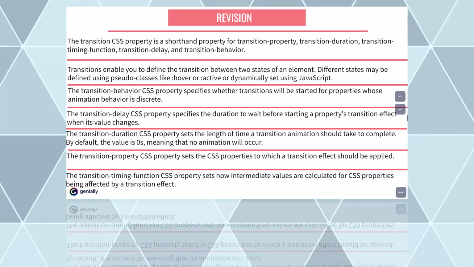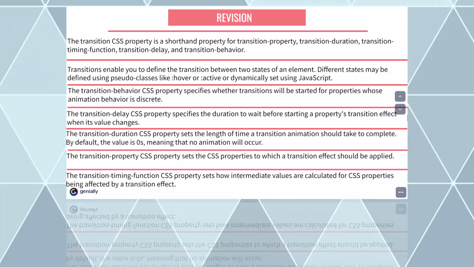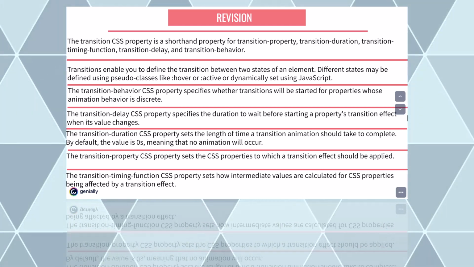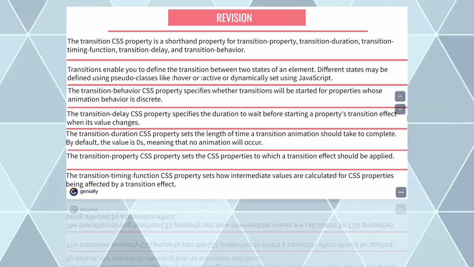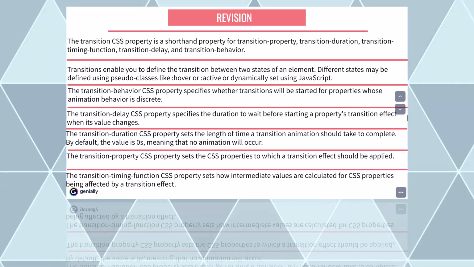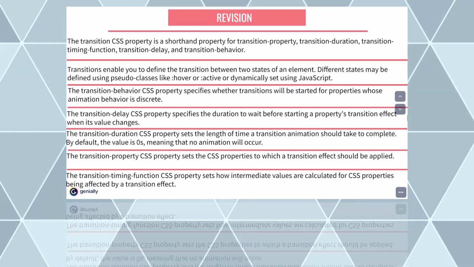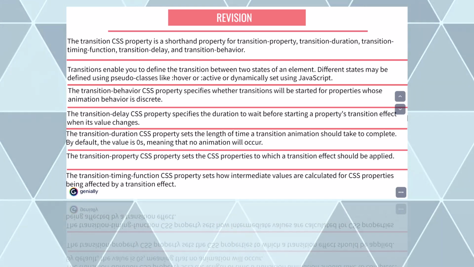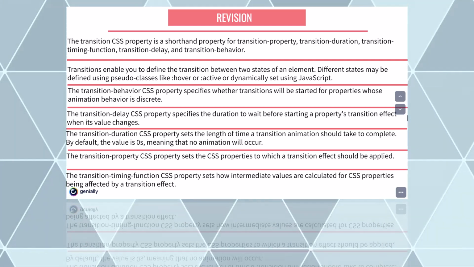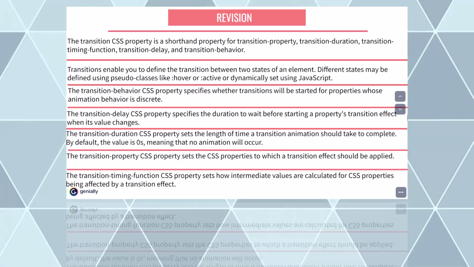Okay, so the transition delay CSS property specifies the duration to wait before starting the property's transition effect when its value changes. So it specifies the time to wait before the actual animation starts on applying, which is when you hover on something. Let's say you have a transition delay of 2 seconds. It will only start after 2 seconds, then it will animate. Yeah, it just means that.